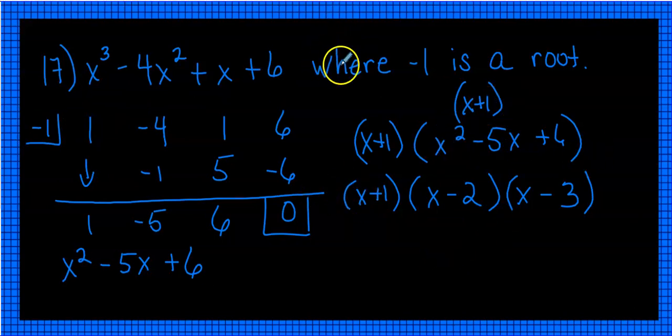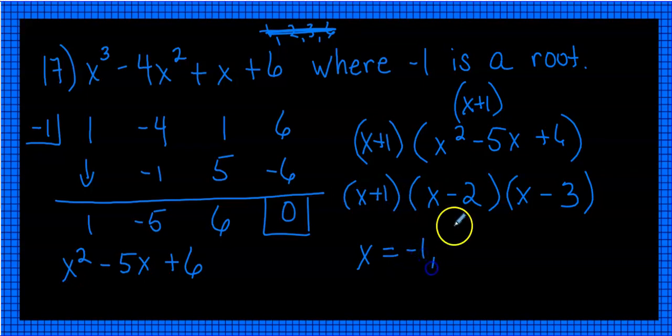If I'm not given this part, what I would do is I would take my 6 and I would think, okay, what are the factors of 6? 1, 2, 3, and 6. And then I need to divide them by this first coefficient. That's 1. So 1, 2, 3, and 6 are the possible roots plus their negatives. Well, -1 happened to be one. We didn't have to do that because we're given that -1 is a root. So these are my factors, which means my x-intercepts are -1, 2, and 3.